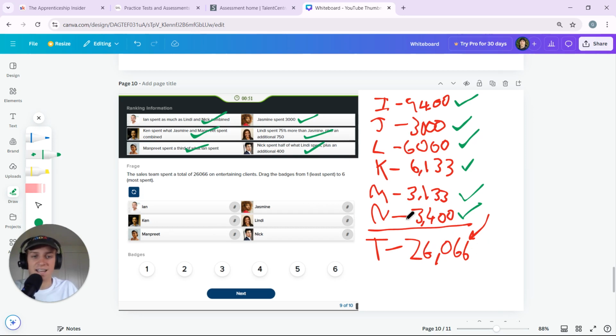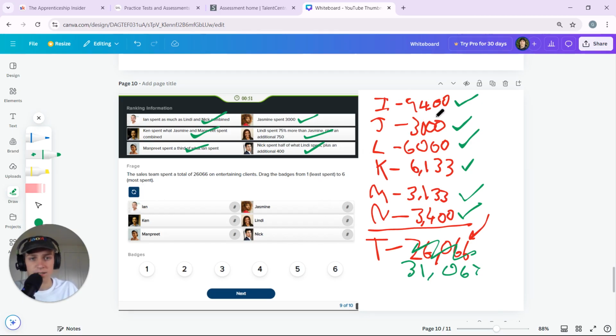What you then do is you check it. If it was a proper question, and whoever made it was actually good at their job, then it would say 33,066 or whatever, and then you just go through and rank it. So it would obviously be like Ian would be 6, and make sure you check that. You don't want to accidentally do it in the wrong order. So I'd double check it, I'd triple check it. 1 is least spent, 6 is most spent.